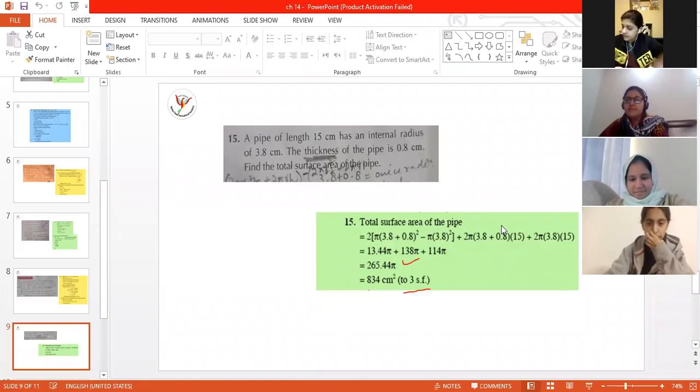Okay, see this. I am talking about the internal and the outer one. If you are subtracting the inner base, I am subtracting the inner base with the radius 3.8. But its cross-sectional area will be included now.